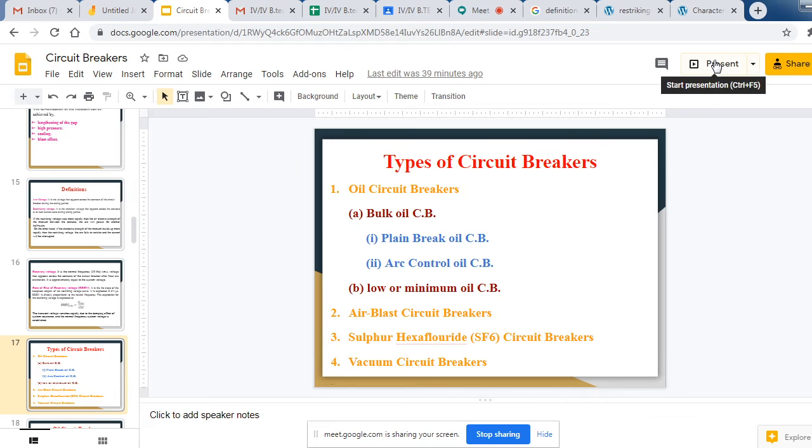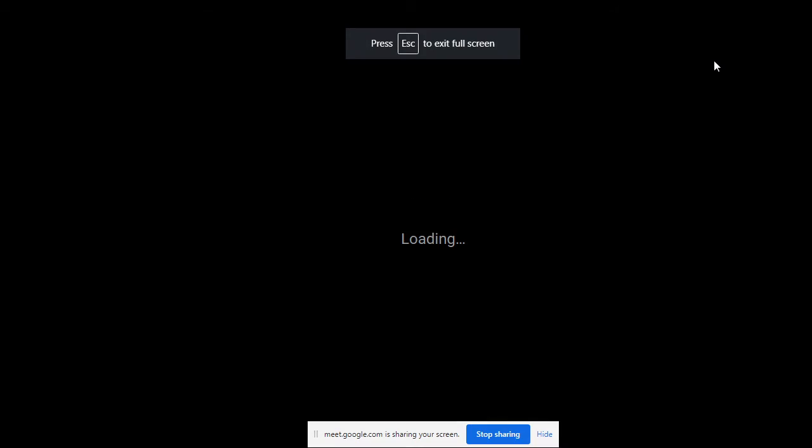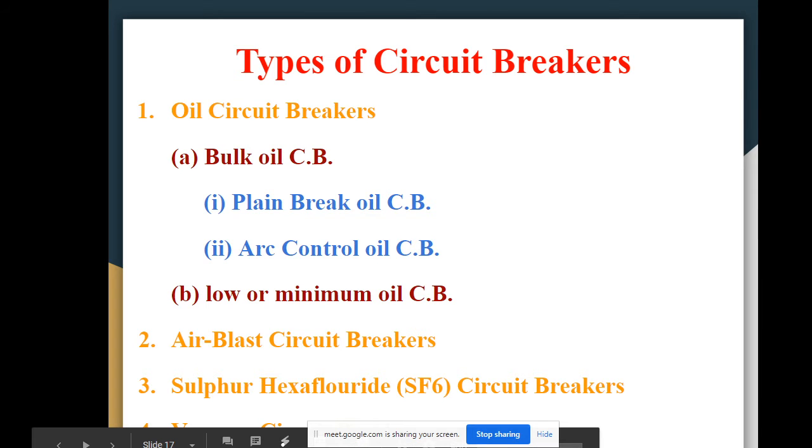So here we are going to see the types of circuit breakers. What are the different types of circuit breakers that we can see?